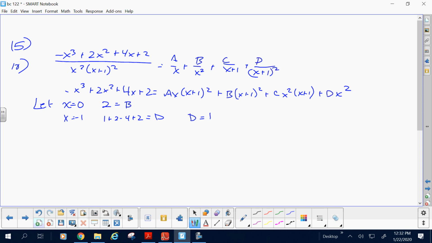Alrighty then. Now the harder part is getting the A and the C. Here we go. For the A, I was going to focus on x cubed. Negative 1x cubed. And on the right, what contributes to x cubed? A and C. Now that's a wee bit problematic because that's two things we don't know. So that sucks. Let's look at x squared.